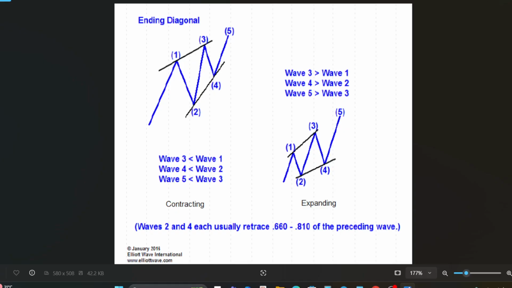Now let us get started. What exactly is an ending diagonal pattern, and why is it important? Now, in Elliott Wave Theory, an ending diagonal is a unique formation that occurs at the end of a strong trend. It typically appears in wave 5 of an impulse wave or wave C of a corrective wave, signaling that the trend is losing strength and a reversal or correction is likely.